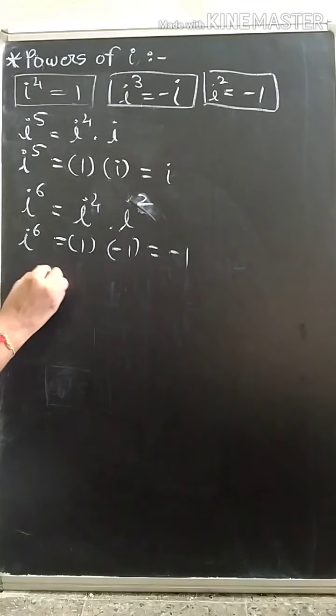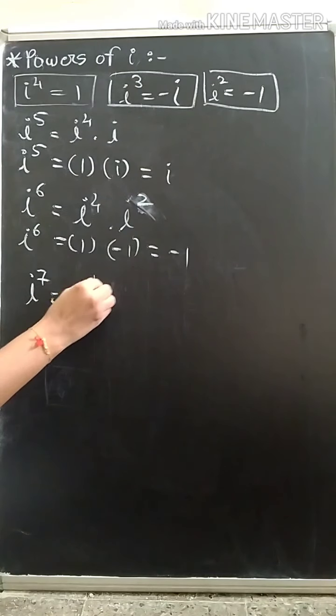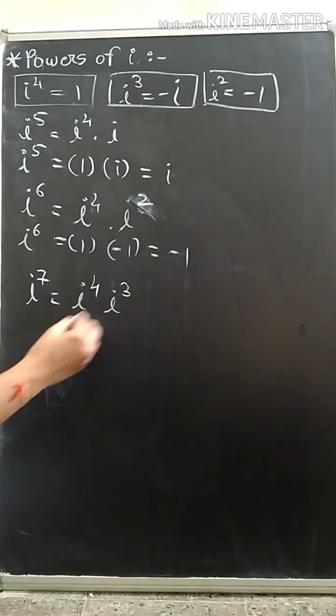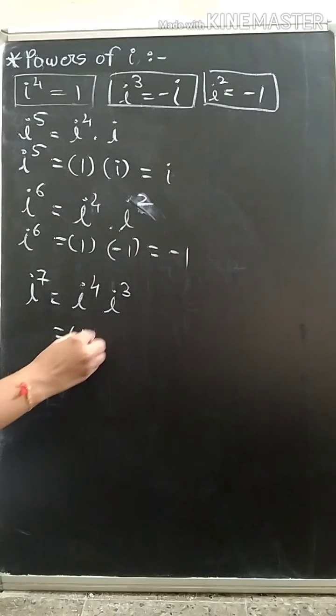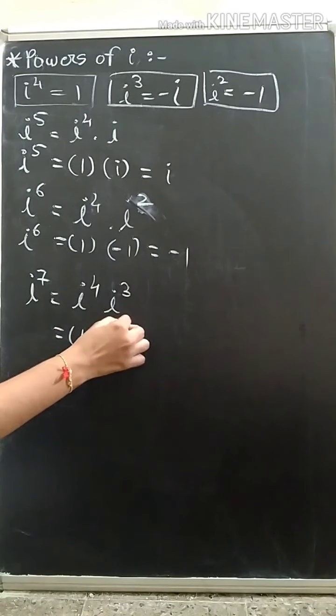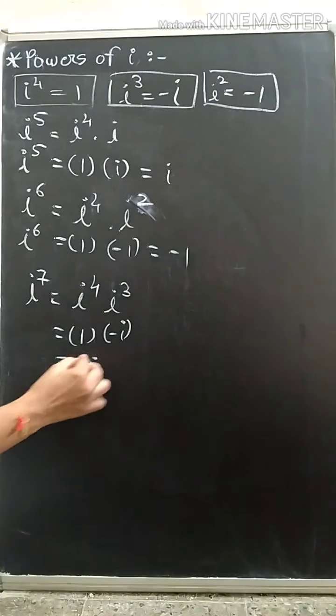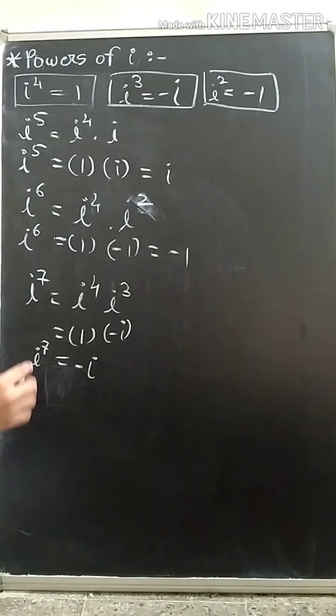Similarly, we can find the value of i raised to 7 also. i raised to 7 we can write as i raised to 4 into i raised to 3. But i raised to 4 is 1. i cube is minus i. So the answer will be minus i. i raised to 7 equal to minus i.